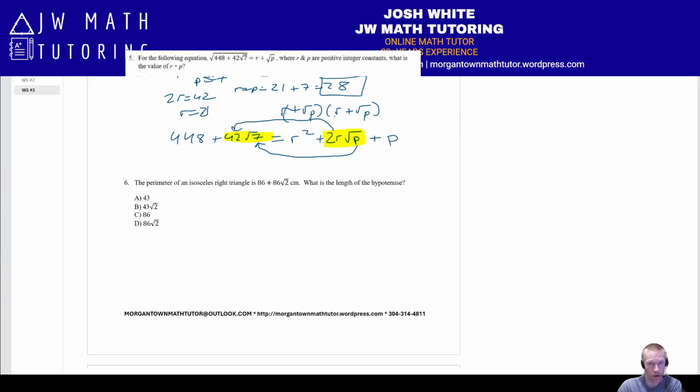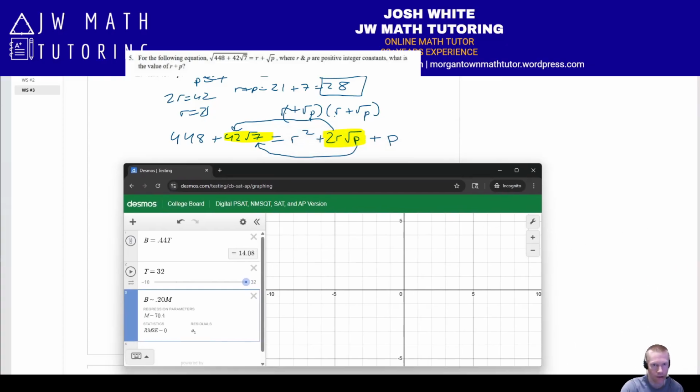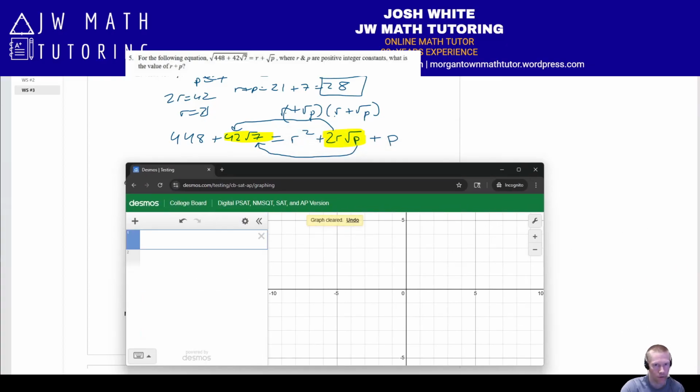And I mean, you can take r squared plus p and 448 and match that up, and given that p is 7, you can subtract that and then square root that and get r that way too. But it's just so much quicker to notice the middle term on the right side matches the radical term on the left. So that's it. That's the answer. It's 28.